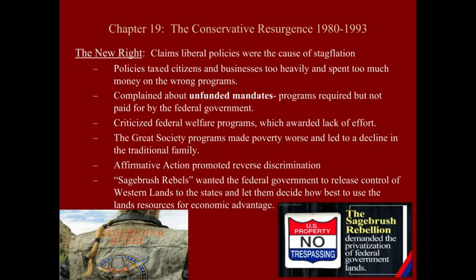One group that emerged during this period of time in history, late 70s into the 80s, were the Sagebrush Rebels. You can see a couple of the photographs here that are included. They wanted the federal government to release control of Western lands to states and let them decide how best to use the land resources for their economic advantage. So they wanted less government intervention, even in regard to open space and land in particular Western states. You can see one of the members there wearing a little Sagebrush Rebels jacket. On the right side is the slogan.